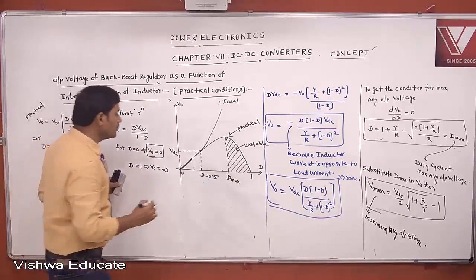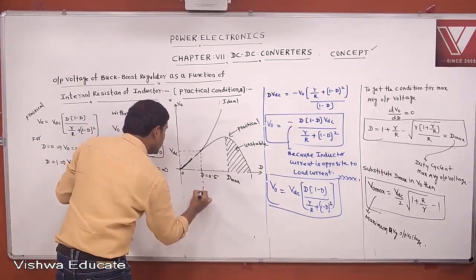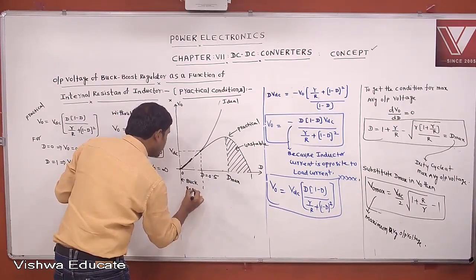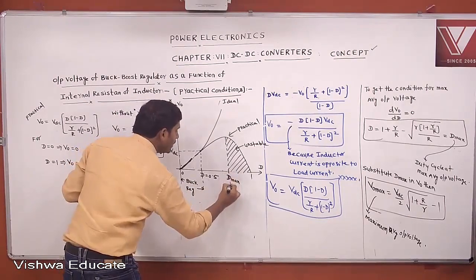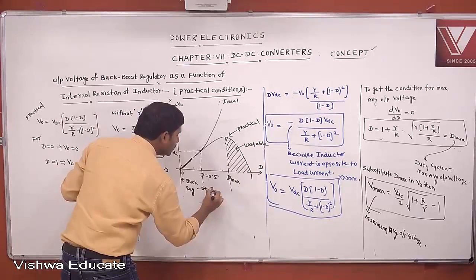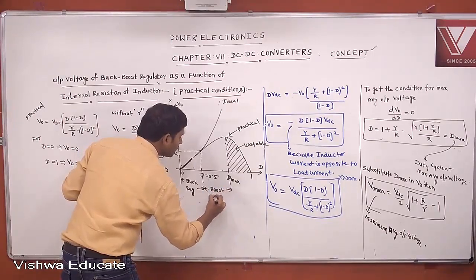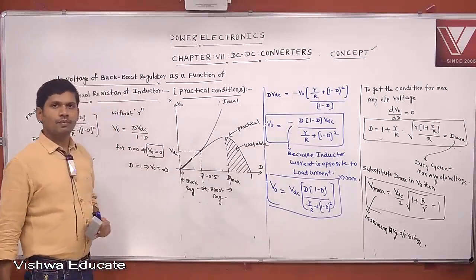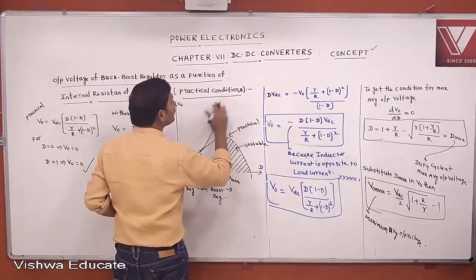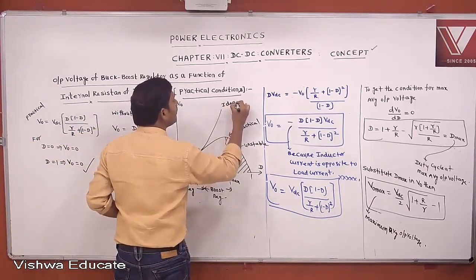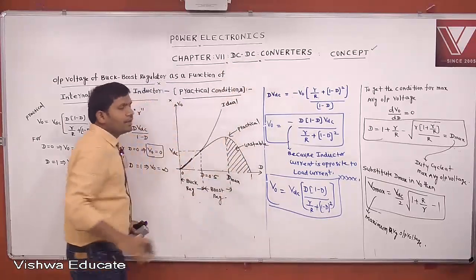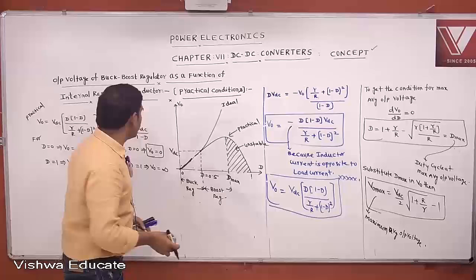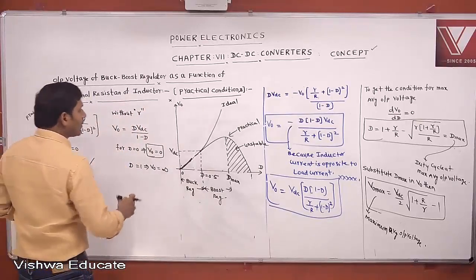Point to remember, this is operation for buck regulator, and this operation is for boost regulator operation. Boost regulator, and this is unstable operation. Okay, this is the ideal case. Ideally, for D equal to 1, this is infinity. Okay, these are the observations based on this characteristic.